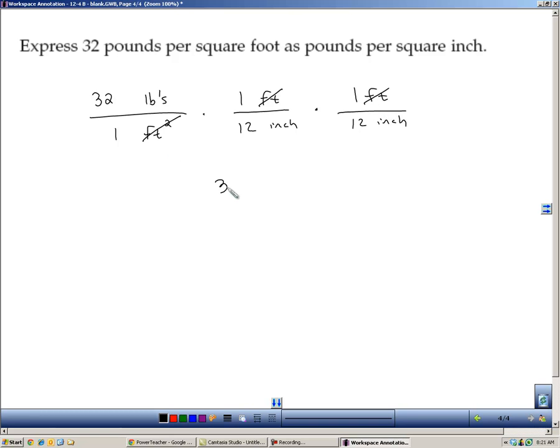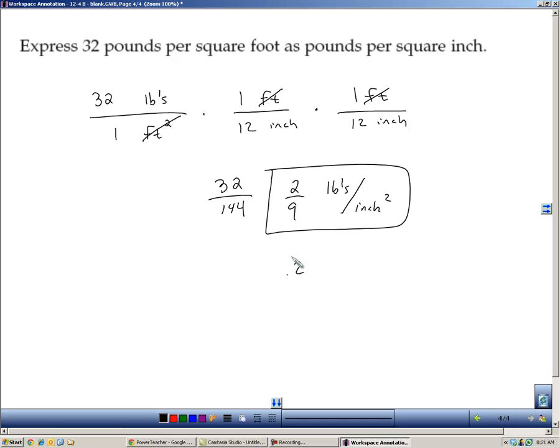So here we're going to have 32 over 144. You could reduce that fraction. Each one of those has a 16 in it, so you could reduce that to 2 over 9, and that would be pounds per square inch, because there's inch and inch. So that would be an acceptable answer. Also, 0.2 repeating pounds per square inch is acceptable.